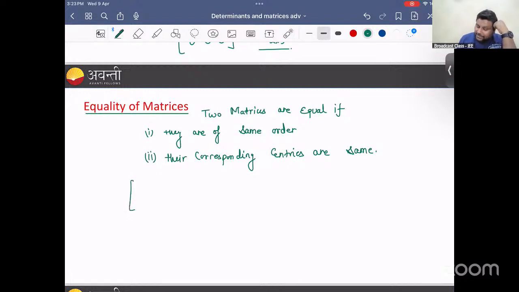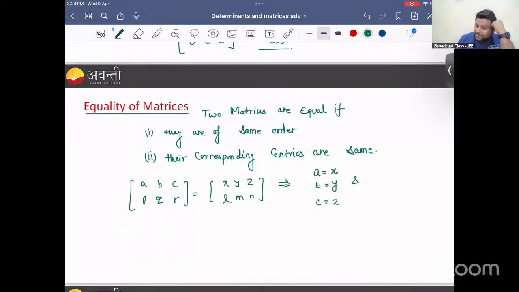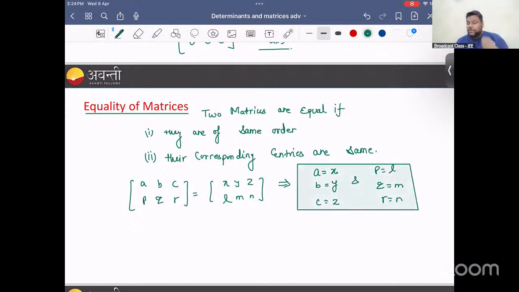Like if I say a matrix a, b, c, p, q, r is equal to x, y, z, l, m, n, so that means what? That means a equals x, b equals y, c equals z, and p equals l, q equals m, and r equals n. So two matrices will be equal only if their order is same and all their corresponding entries are same.